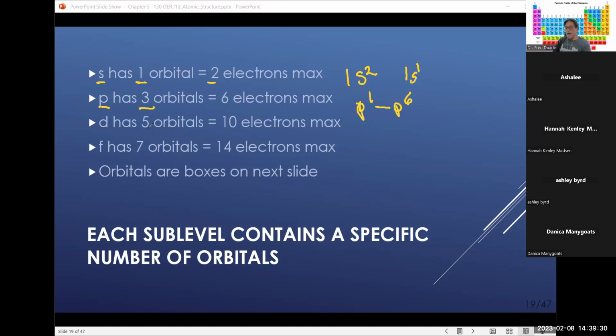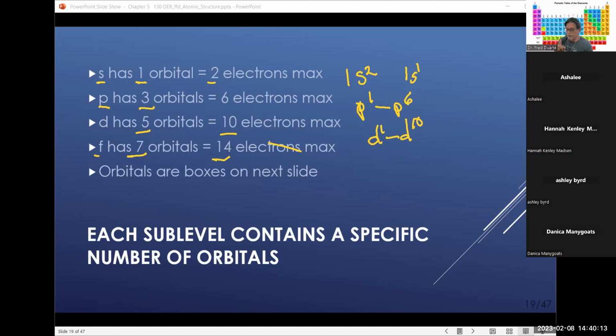The d orbit, there's 5 of them. There's 5 d orbits. Each orbit can handle 2 electrons. So there's a maximum of 10 electrons for the d. So we denote that from d1 to show that there's 1 electron in that d orbit, and it goes all the way to d10. Okay? Again, with the coefficient in front, depending on what energy level it's at. And then finally, the f orbit has 7 orbitals, 7. That tells you that there's a maximum of 14 electrons for the f orbits.